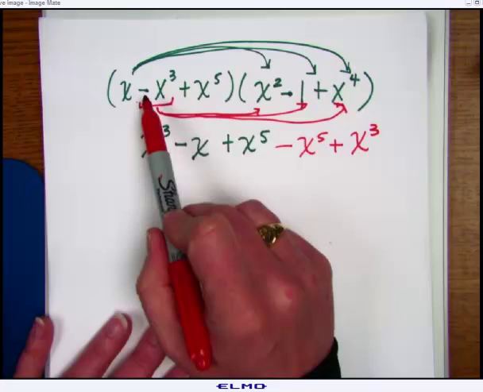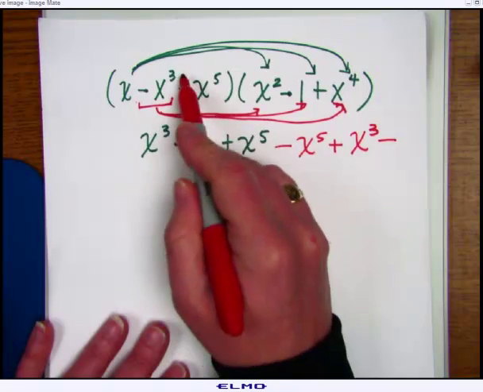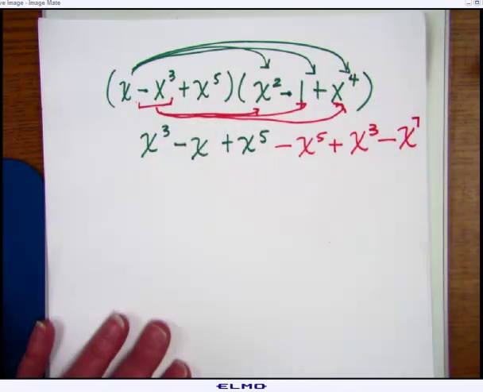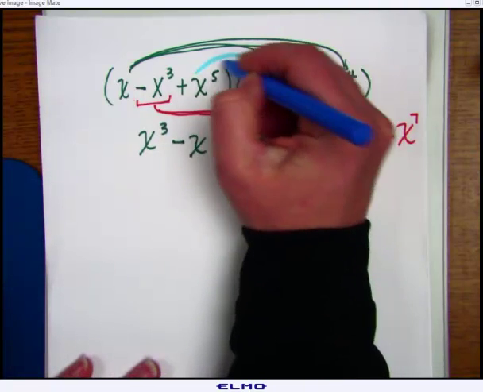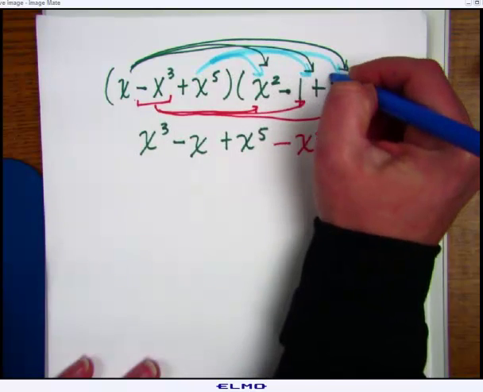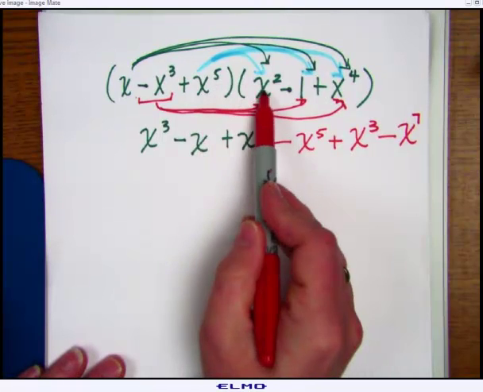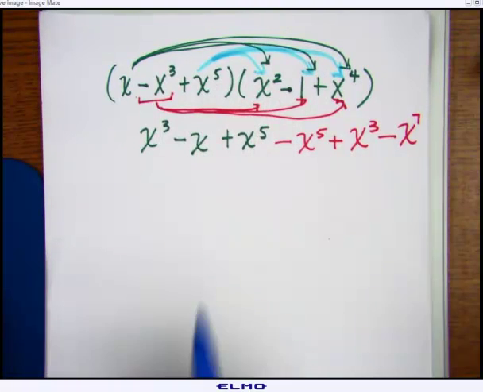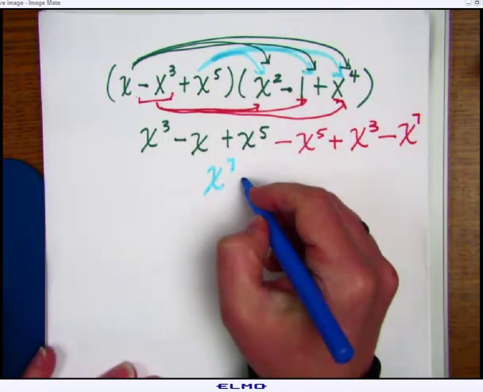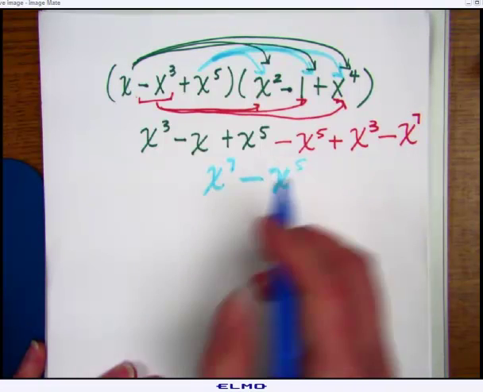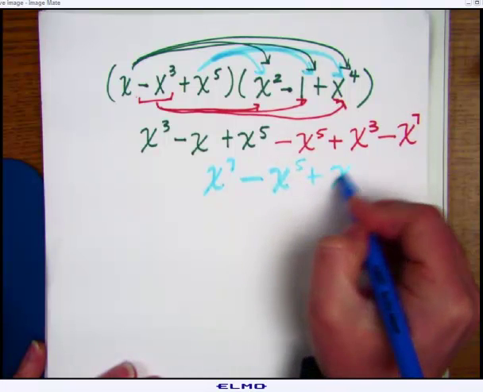And then last, negative x cubed times a positive x to the fourth. Well, a negative times a positive is a negative. X cubed times x to the fourth gives me x to the seventh. Okay? But I'm still not done. I've got one term left over here, the x to the fifth, and now I'm going to multiply everything in the parentheses over here by the x to the fifth. So I get x to the fifth times x squared. That's going to give me x to the seventh. I get x to the fifth times minus 1. That's going to give me minus x to the fifth. And x to the fifth times x to the fourth is going to give me x to the ninth.